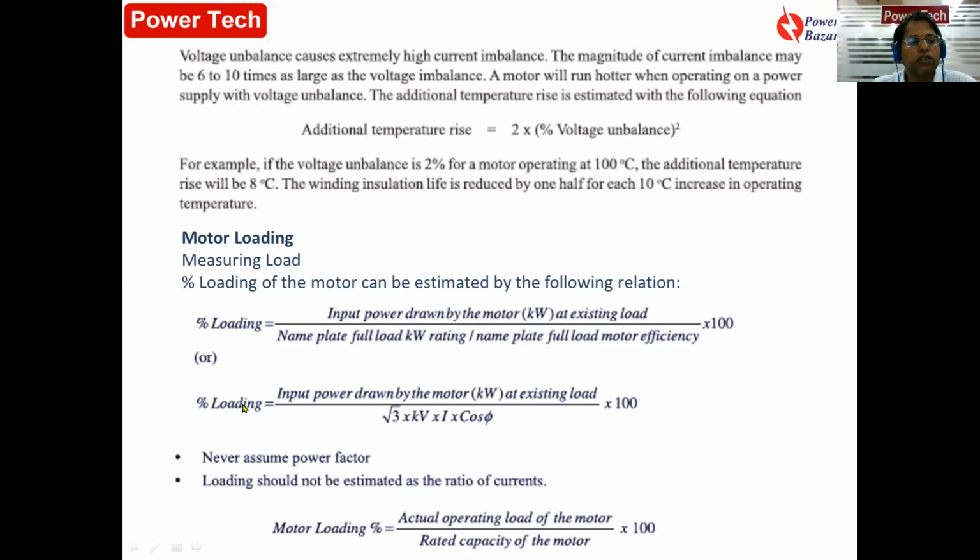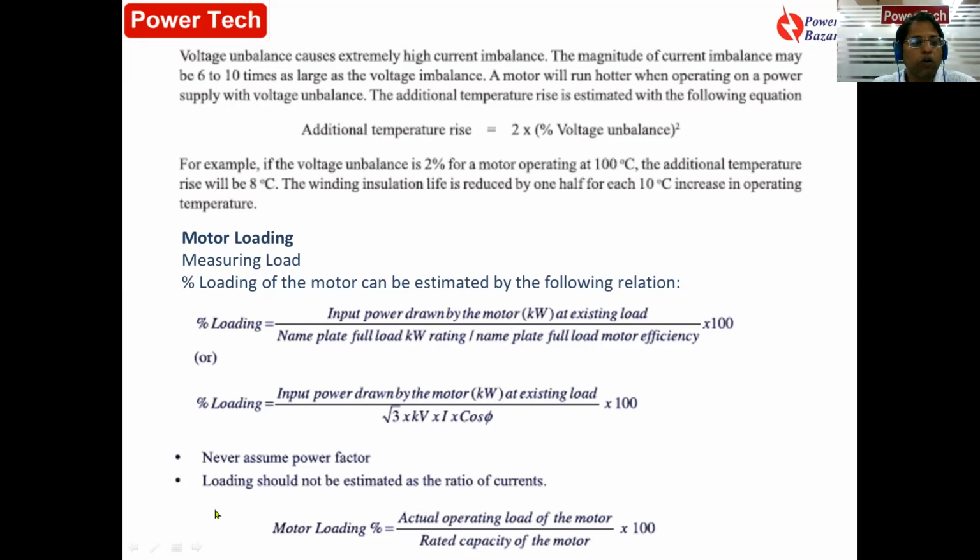Percentage loading can also be calculated as the input power drawn by the motor at existing load divided by root 3 kV I cos phi, where we take voltage, current, and cos phi is the power factor. Also, motor loading can be calculated as the actual operating load of the motor divided by the rated capacity of the motor.